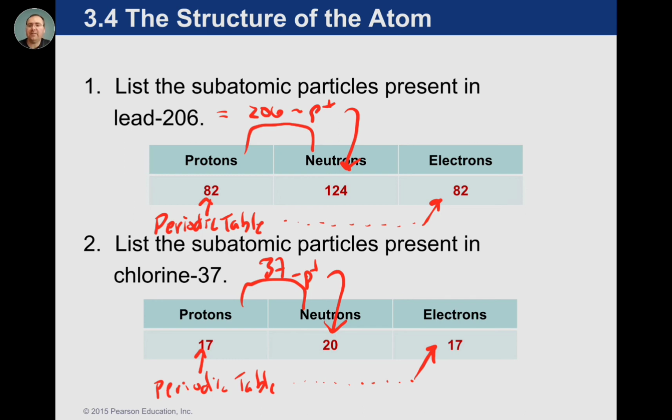But 206 minus 82 in a calculator or your head, depending on what you want, is going to be 124 neutrons. A little bit easier math is chlorine. Chlorine is 17. Take 37 minus 17, you get 20. But because we have 17 positive protons, we're going to need 17 negative electrons, and that's what we see here for this example.